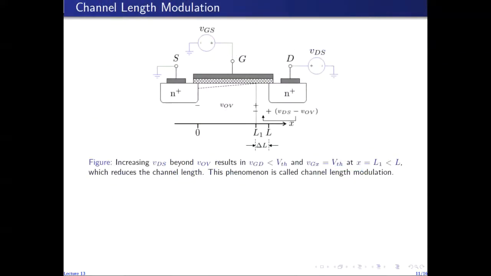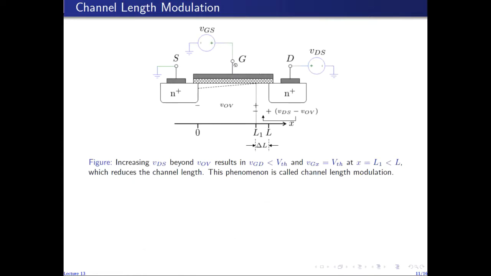So far, we have assumed that the drain current is independent of the drain to source voltage in the saturation mode of operation, and is a constant. But in practice, this is not the case. If we review the channel pinch-off phenomenon, what happens is that when VDS becomes equal to VOV, which is VGS minus V threshold, then the voltage between gate and drain drops to V threshold.